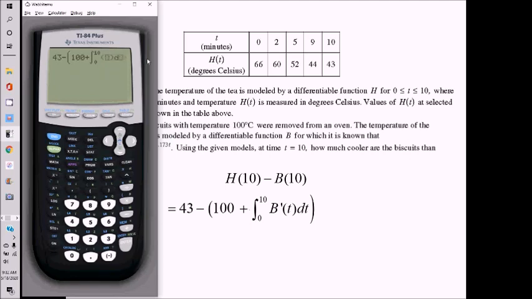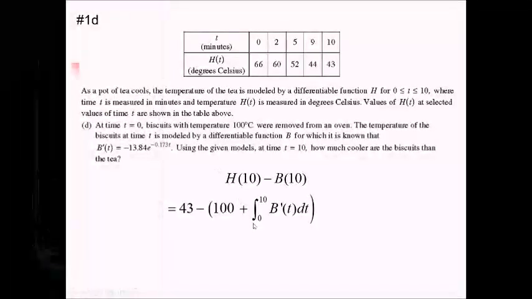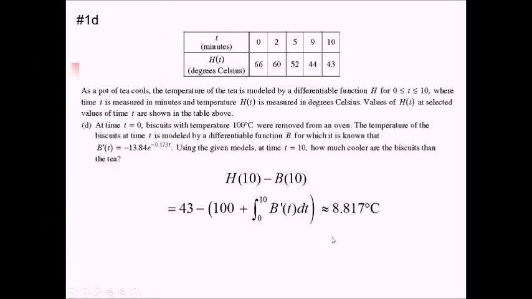So we need my biscuit temperature change formula. I put that in y1, so let me do alpha trace y1 there, and all the dx. That's dx I wanted, not df. Now let me close that parentheses and press enter and hope for the best. About 8.817, and that's going to be degrees Celsius. So this is how much cooler the biscuits are than the tea at time 10.